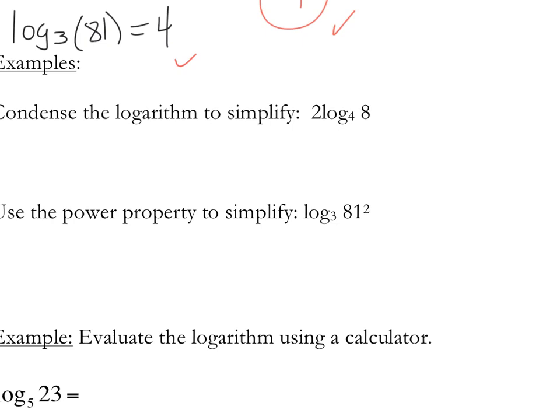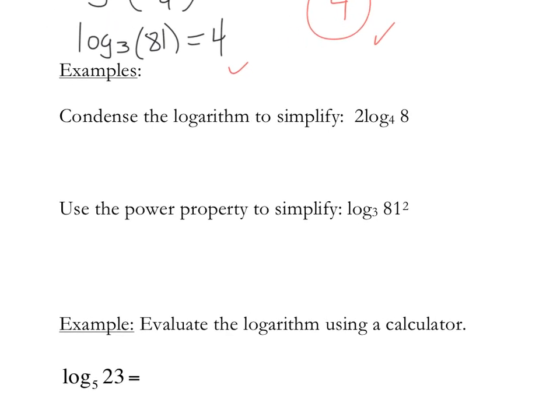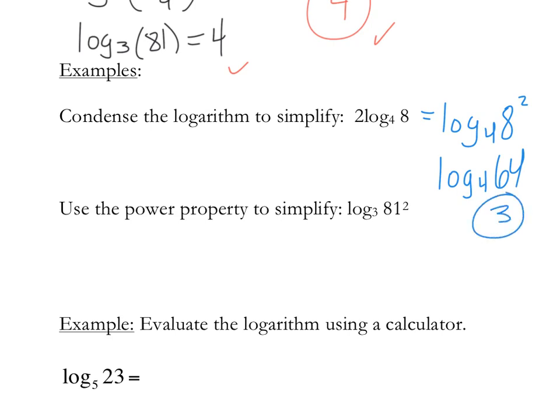Now they want me to condense this logarithm to simplify. So on this problem, what I need to do is recognize where that multiplier is. In this case, that 2 is out front. If I want to condense this, that's really telling me that I can move that 2 into an exponent. So I can rewrite this as the log base 4 of 8 squared. Well, I know 8 squared is 64, so this is really the log base 4 of 64, and all of a sudden the numbers are a little bit more friendly to work with. 4 to the 3rd power is 64, so that'll be my answer.